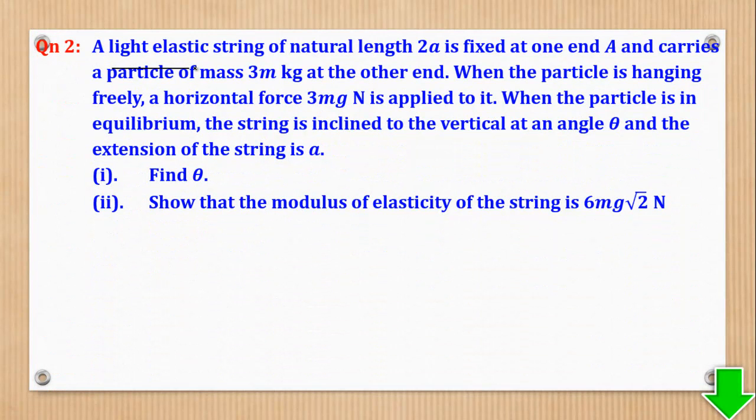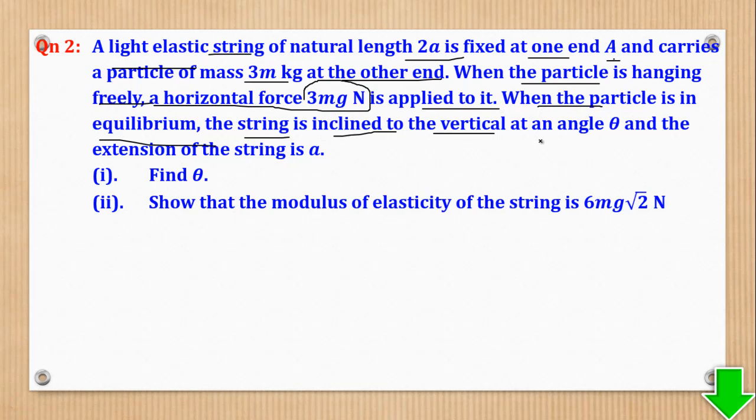Question 2. A light elastic string of natural length 2a is fixed at one end A and carries a particle of mass 3m kilograms at the other end. When the particle is hanging freely, a horizontal force of 3mg newtons is applied to it. When the particle is in equilibrium, the string is inclined to the vertical at an angle theta, and the extension of the string is a.